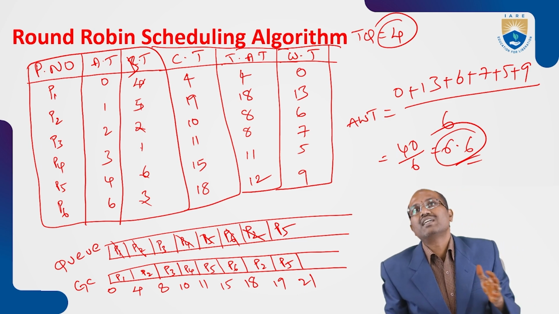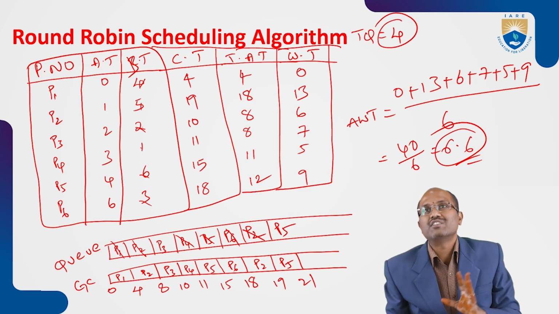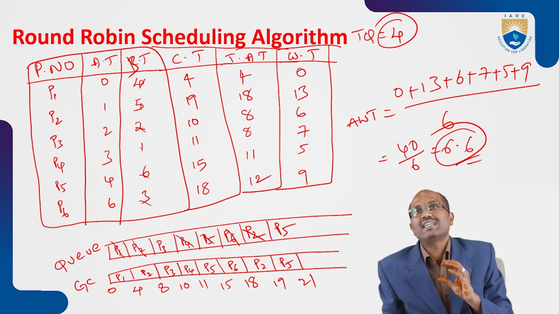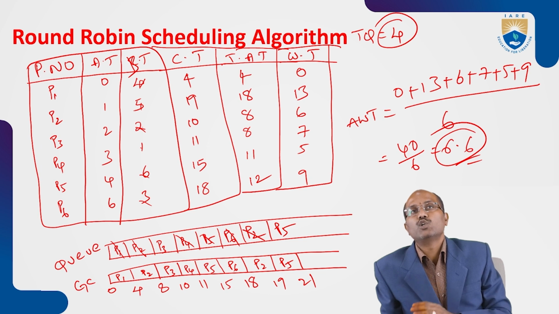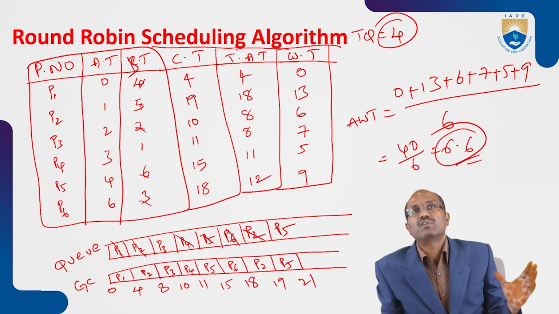If the time quantum increases, the average waiting time is reduced. So waiting time is reduced when we increase the time quantum. That's why round robin scheduling is the best scheduling algorithm compared to first come first serve and shortest job first. Round robin scheduling works under the preemptive mode.